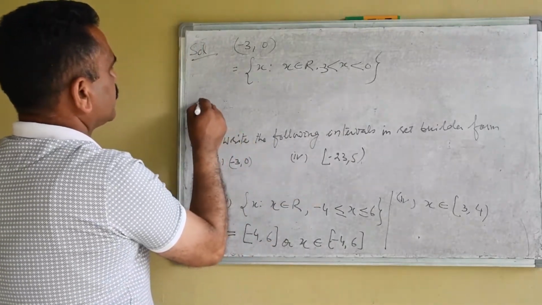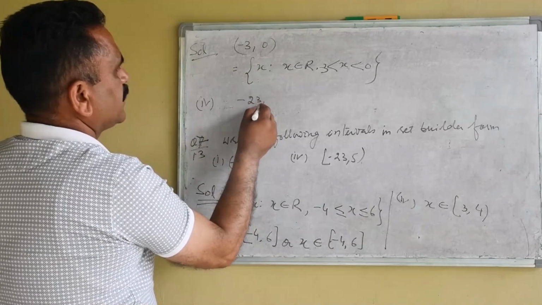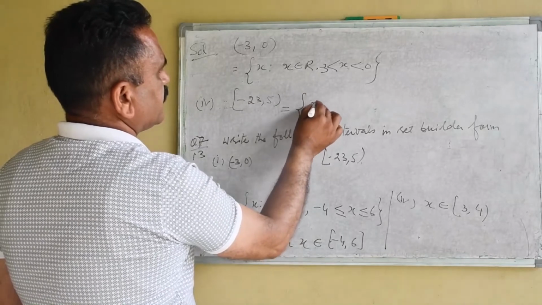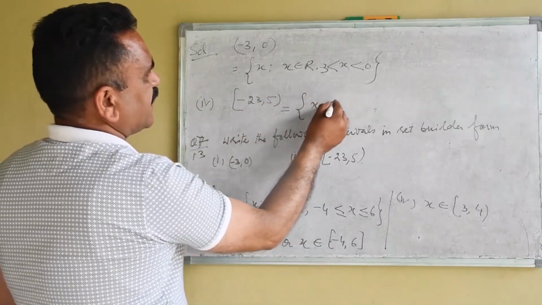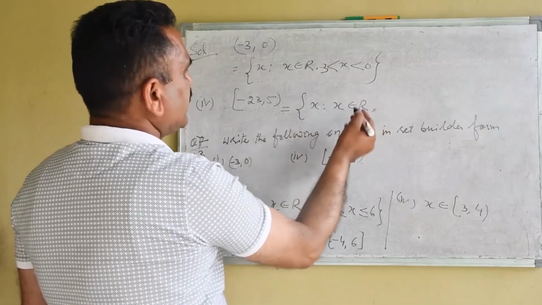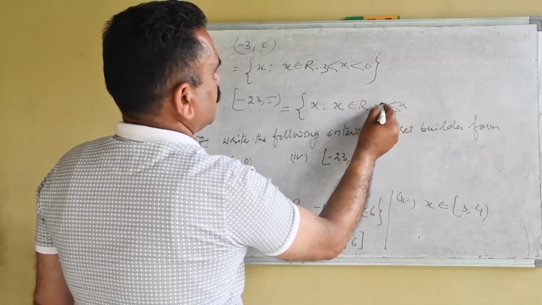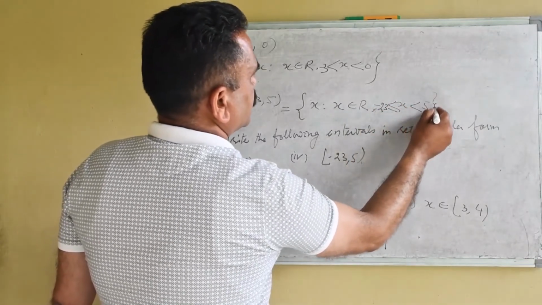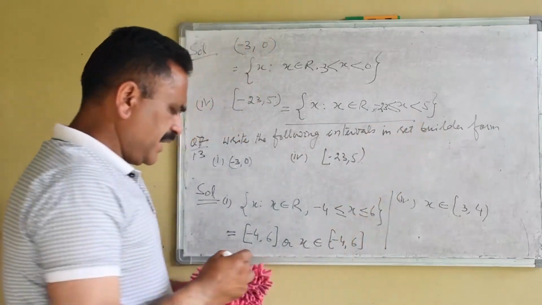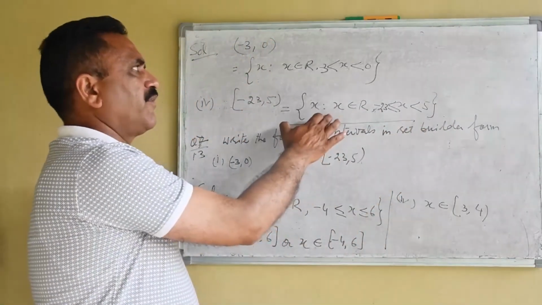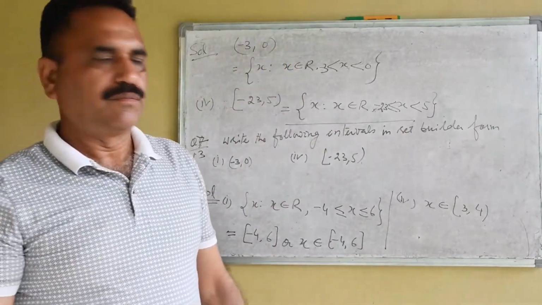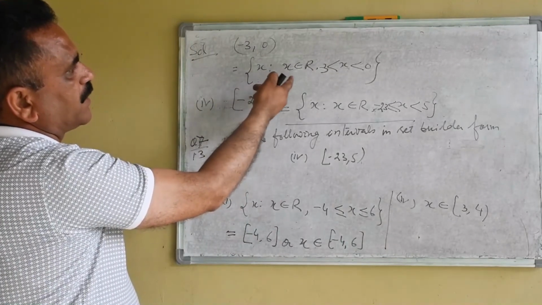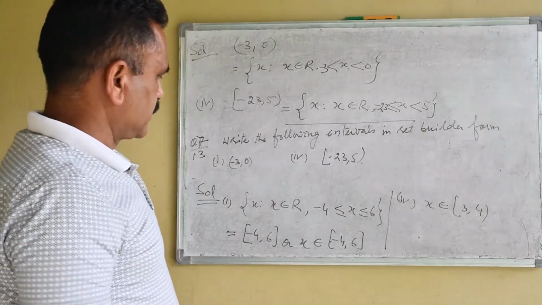And the fourth part, that is [minus 23, 5). It is semi-closed, semi-open. So how can we write it? x such that x is a real number. What kind of real number? Where x is greater than or equal to minus 23 and less than 5. So this is set builder form and this was interval form. So we have seen how we can change intervals into set builder form and set builder form into intervals. Thank you.